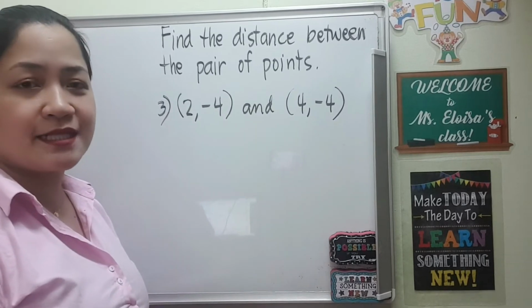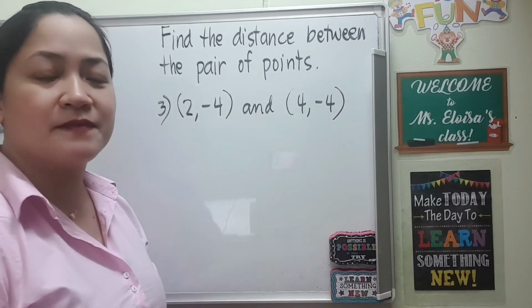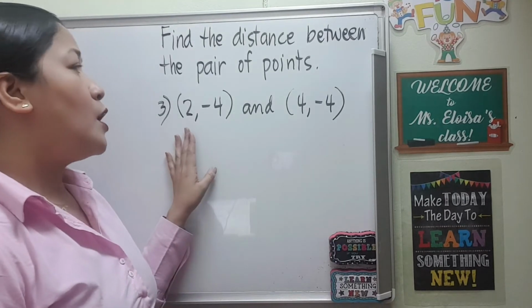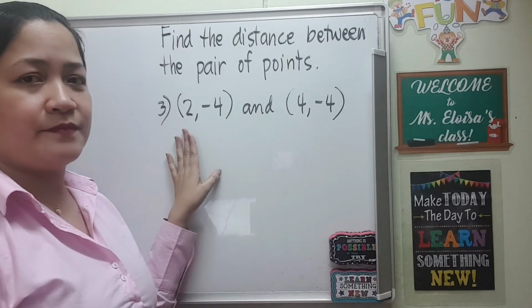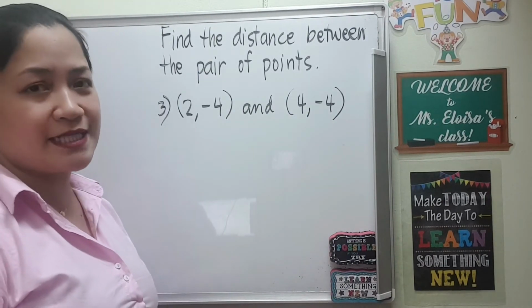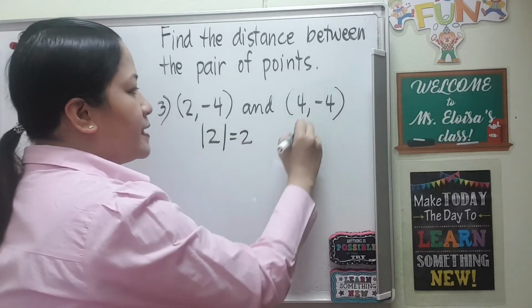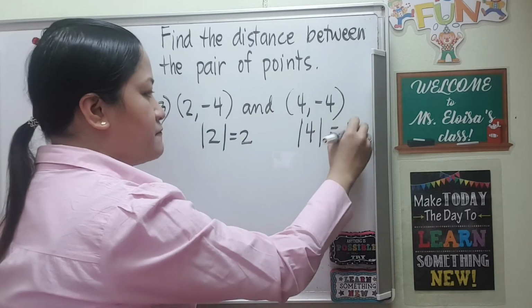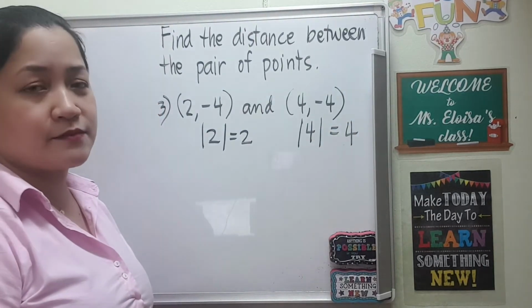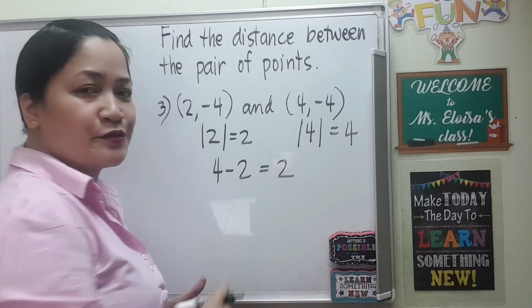Let us first check the signs. We have positive, negative, positive, negative. That means the points lie on the same quadrant. Now, which coordinates are the same? The y coordinates are the same. So we will be using the x coordinates for the distance. We have absolute value of 2, that is 2, and absolute value of 4, that is 4. Since they are on the same quadrant, then we are going to subtract their distances. That gives us 4 minus 2 equals 2.